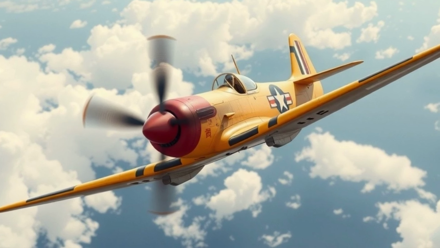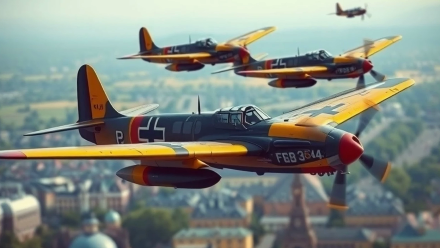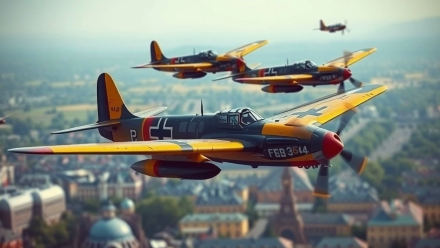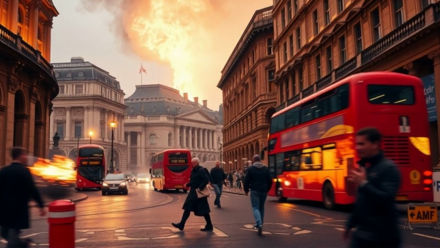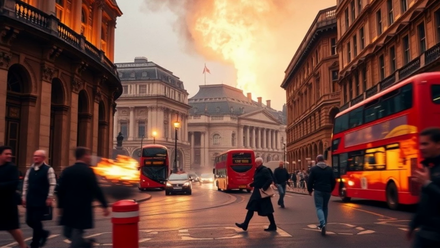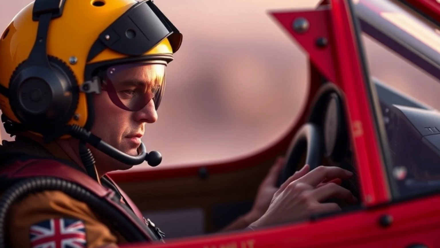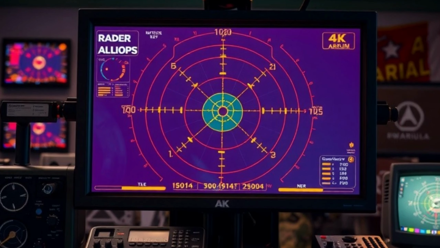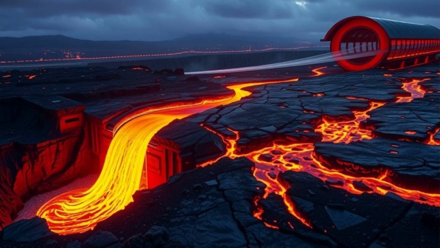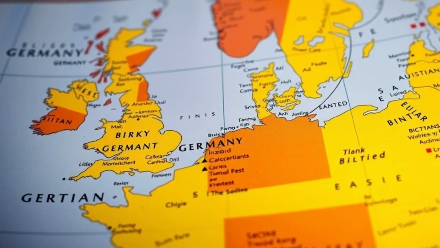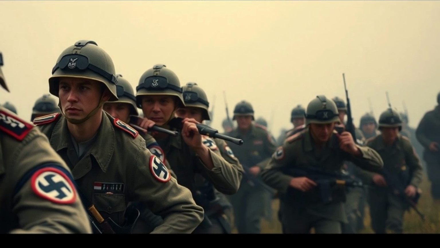July to October 1940: the Battle of Britain begins. Hitler's Luftwaffe tries to gain air superiority over the British Isles, bombing London and other cities relentlessly. But the British Royal Air Force, the RAF, aided by radar technology and sheer determination, repels the Luftwaffe. By the end of October, Hitler abandons plans to invade Britain, marking Germany's first major defeat.